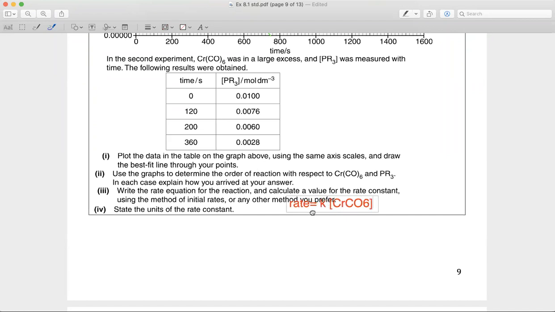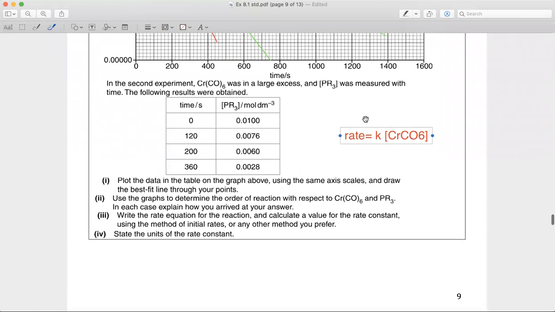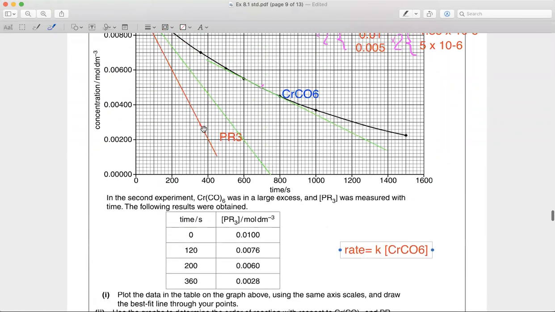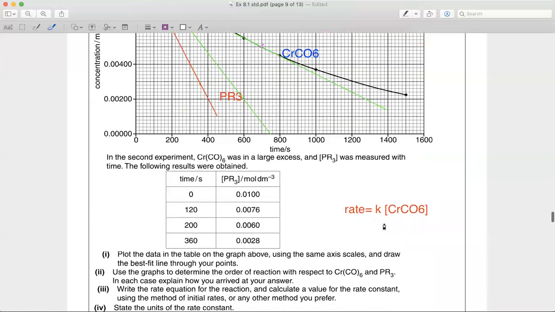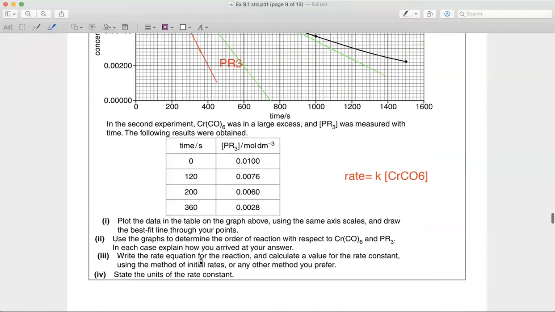Now you don't include PR3 because PR3 is zero order. If you raise the concentration of PR3 to 0, it becomes 1. Now, how do you solve this? A lot of you got confused with calculating the rate and the rate constant. This question wants you to calculate the value of the rate constant, so that means you want to find k.